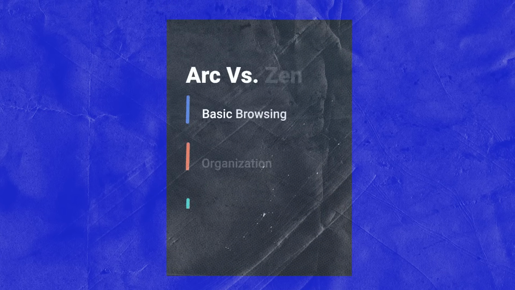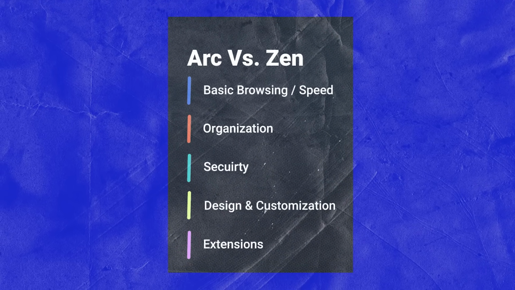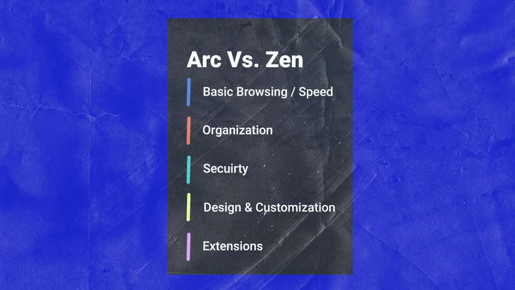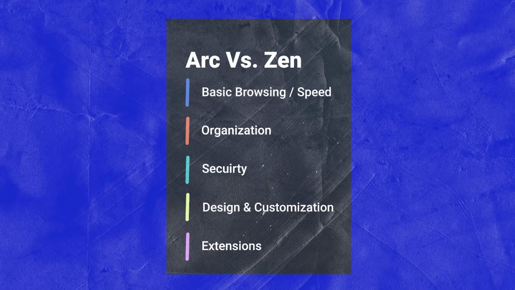So I came up with 5 different categories to compare the two. First, basic browsing, so the speed. Second, the organization, so how they manage tabs and whether I feel they're very intuitive to use. Third is security, which I'll talk about a little bit later. Then the design and customization, and lastly the ecosystem. So let's jump straight into Zen Browser.